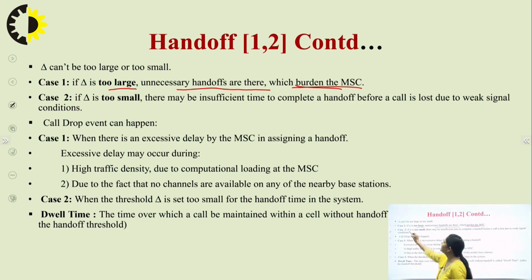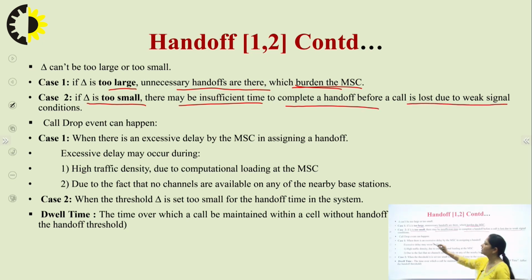But in the case that delta is too small, if the decision taking region is too small, then what will happen? There will be insufficient time to complete a handoff before a call is lost due to weak signal conditions. That means there will not be a proper handoff from one base station to another, as we will not have proper time, as the range is very small. So the call may be terminated. This is a call drop condition.